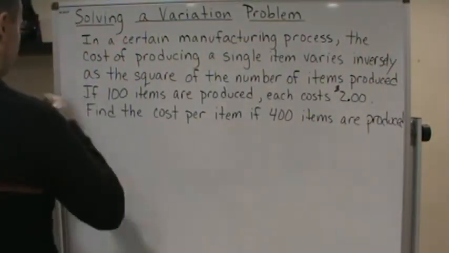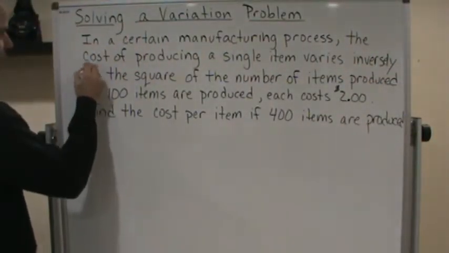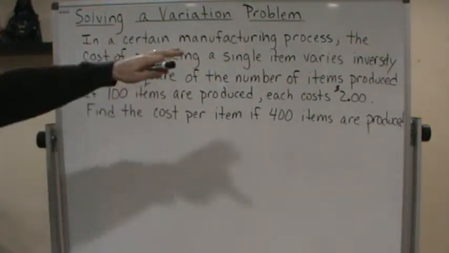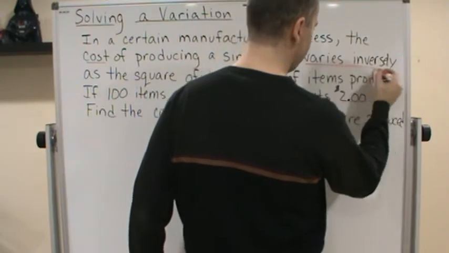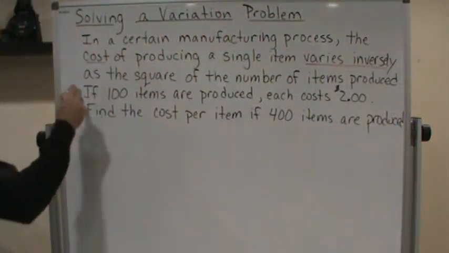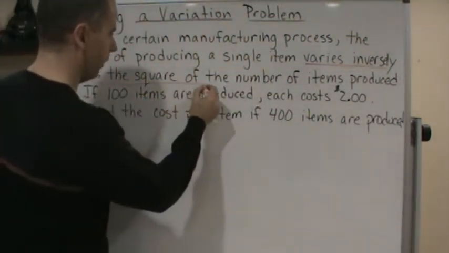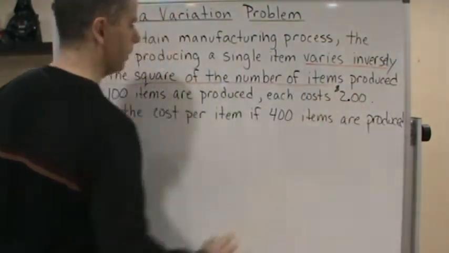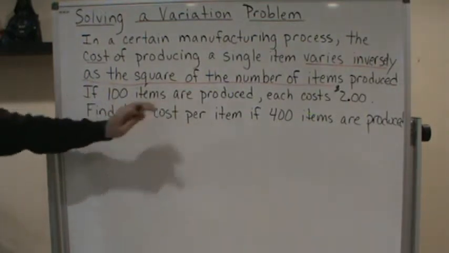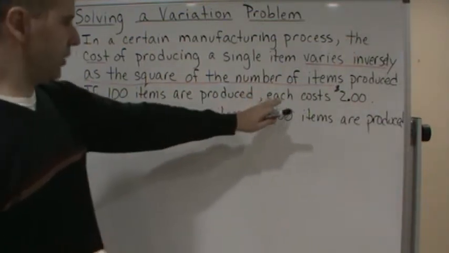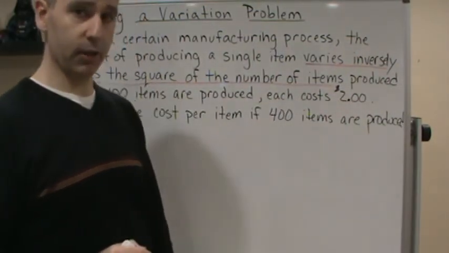of producing, right? So here's the cost. The cost of producing a single item varies inversely. So keyword, it varies inversely as the square of the number of items produced. Now, then it gives us information. It says if 100 items are produced, each one costs $2.